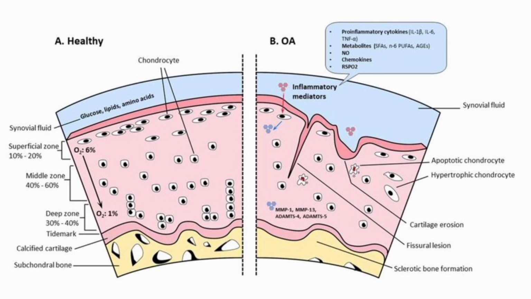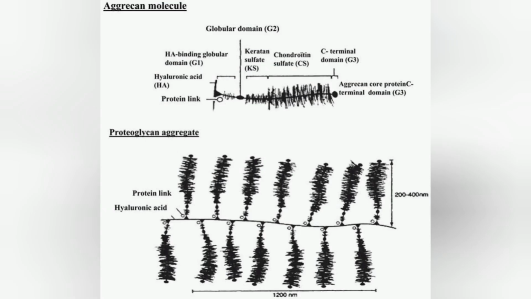Proteoglycans are basically hyaluronic acid backbones. There is a link protein connected to the backbone via a core protein, and the core protein has chondroitin and keratan sulfate.